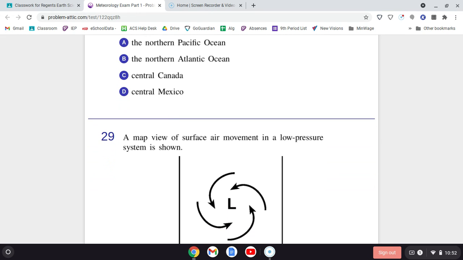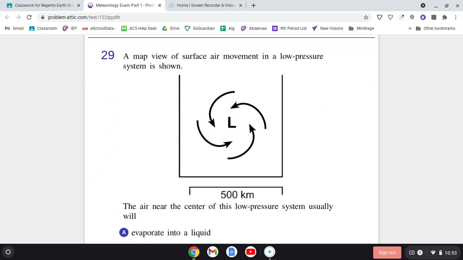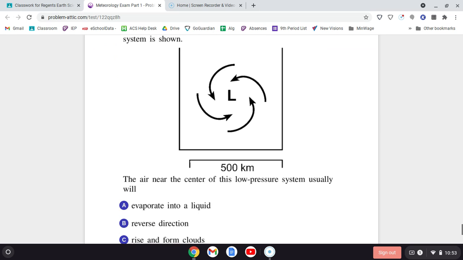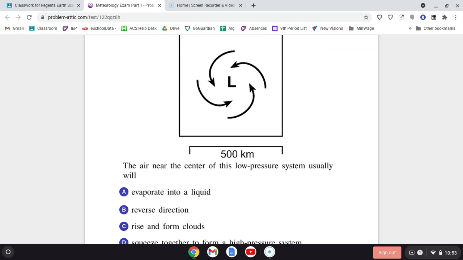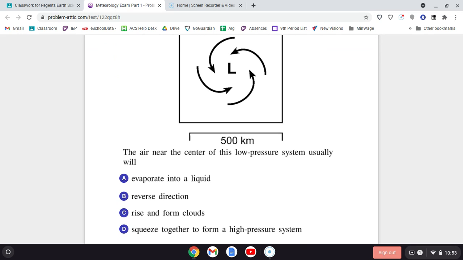29. A map view of surface air movement in a low pressure system is shown. The air near the center of this low pressure system usually will what? Will it evaporate into a liquid? It's not going to reverse direction. Rise and form clouds, or squeeze together to form a high pressure system? Good. Get rid of B and D.